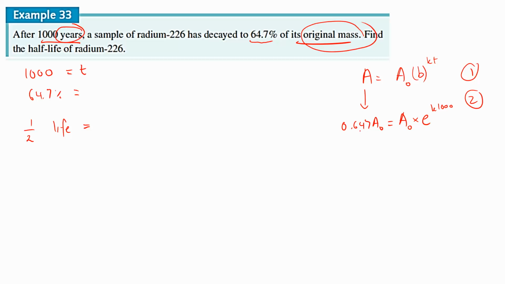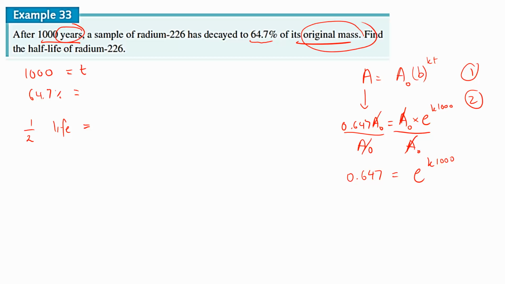Now what we notice is we can get rid of the A naught on both sides, because if you divide both sides by A naught, they cancel out. You end up with 0.647 is equal to e to the power of k times 1,000. And now you can solve for k. How do I solve for k here? What would we do?